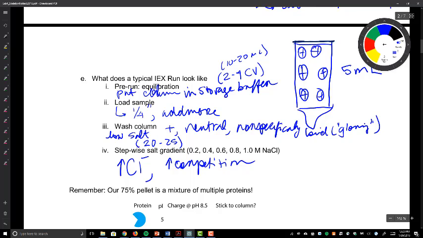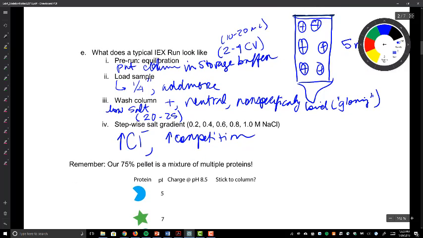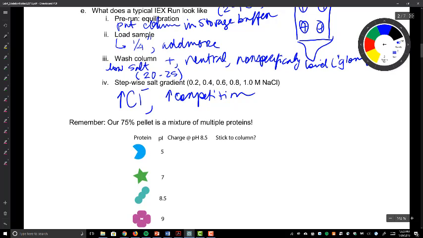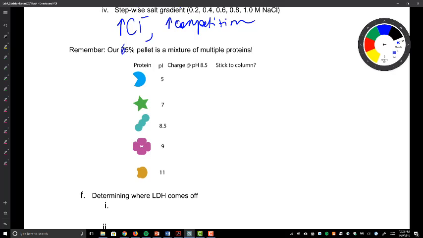contains LDH. And this is important because, again, remember that our 65% pellet for this lab is a mixture of multiple proteins. And that's why we have to do these multiple steps each time to target a different protein. So here is a theoretical mixture of proteins that are contained in our sample. Based off the PI and the charge at a pH of 8.5, I want you to predict whether or not this protein is going to stick to the column. So you can go ahead, pause it, and then check with my answers.